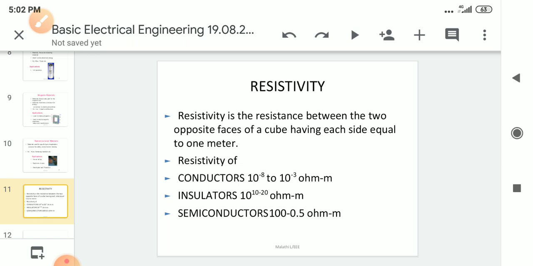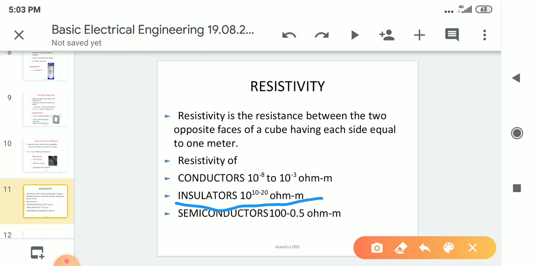After that, insulators. The insulators' resistivity is 10 to the power of 10 to 10 to the power of 20 ohm meter. It means the resistance is high. These are called high resistive materials. Now we are going to study this type of materials in this unit. Due to this high resistance, it prevents or obstructs the flow of electric current in the particular circuit.